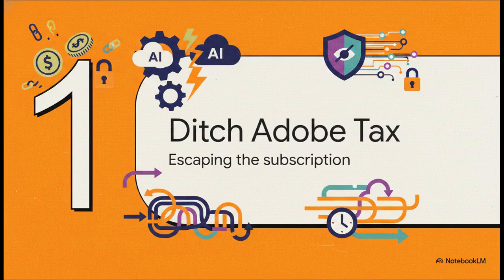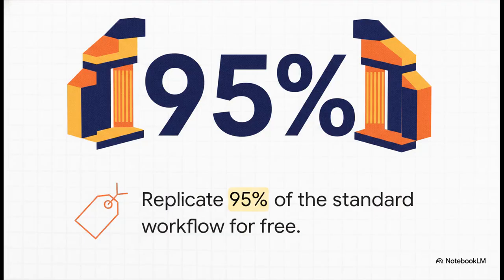All right, Section 1, ditching the Adobe tax, escaping the subscription. So the huge shift we're seeing away from standard subscriptions is really being driven by two things: restrictive cloud credits and growing privacy concerns. But what the sources reveal here is pretty stunning. By strategically combining some open source software and modern browser tools, you can actually replicate 95% of the standard industry workflow for absolutely free. Seriously, 95%. You don't have to compromise on quality to keep your hard-earned money.